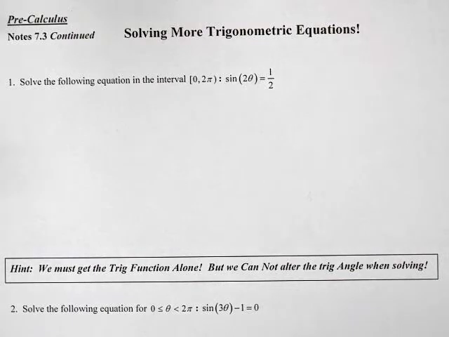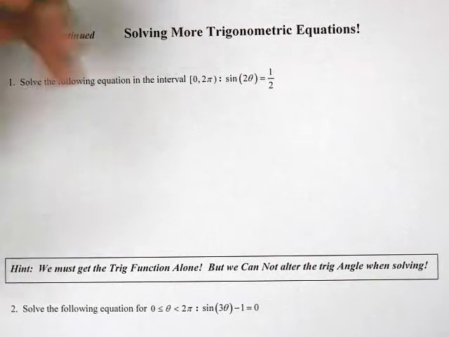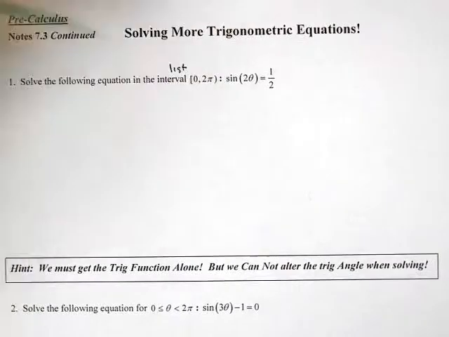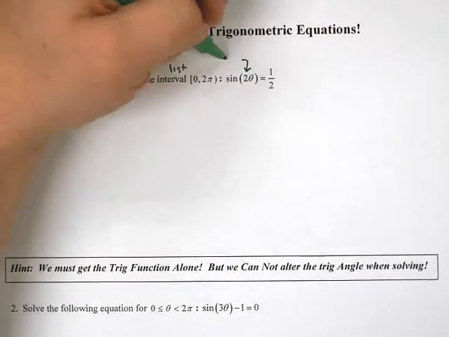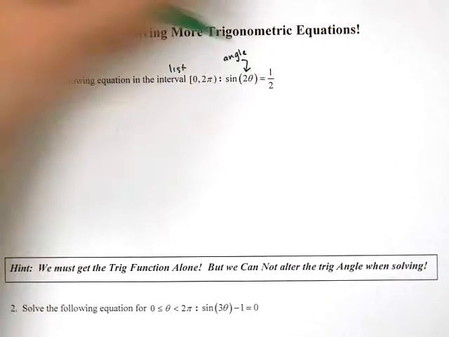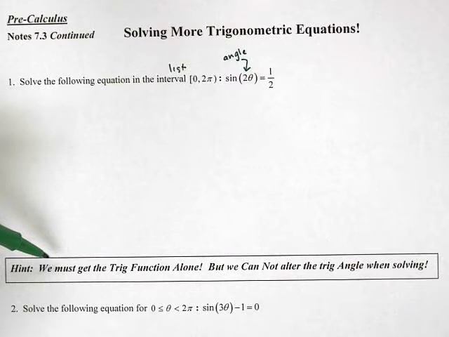So, when we look here, solve the following equation in the interval 0 to 2 pi. So we know what this means. We know that we're going to make a list. Here's what's different, guys. Our angle is different. What I'm going to do, I'm going to actually skip to our hint here, right down here at the bottom.